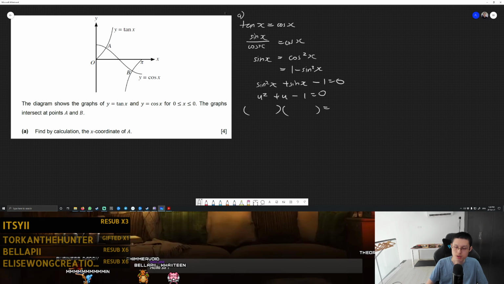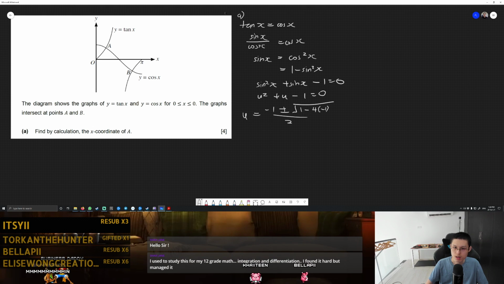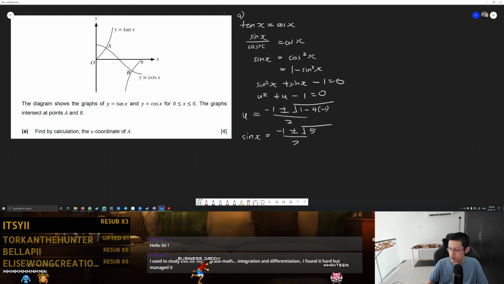So solving this quadratic, you can't actually solve normally because it doesn't factorize out nicely into integer solutions. So we have to use the quadratic formula, which is negative b plus minus root of b squared minus 4ac, over 2a. So that's going to give us sine x equals negative 1 plus minus root 5 over 2.